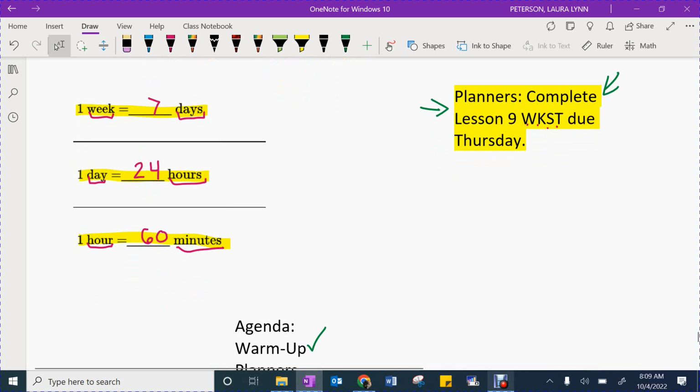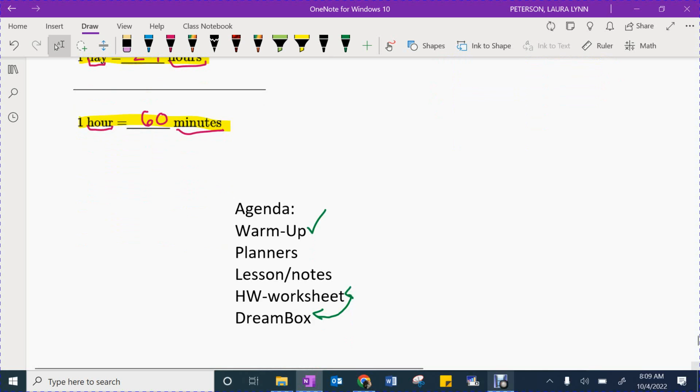I'm going to scroll now just to show our agenda. So here's our plan for today, even though I'm not here. We did our warm-up. Hopefully you've just written in your planners. Then the next thing we're going to do is our actual lesson. So we're actually taking notes today. And then you're going to work on the homework. Again, the homework is the worksheet that should have been passed out to you. If it helps, it is an orange worksheet. If you finish your worksheet, then you can work on Dreambox, but your homework needs to come first.